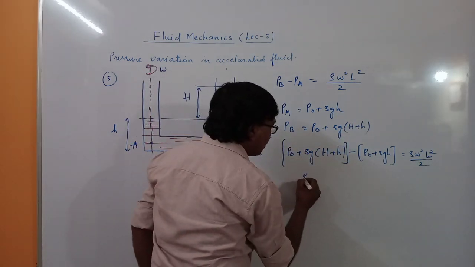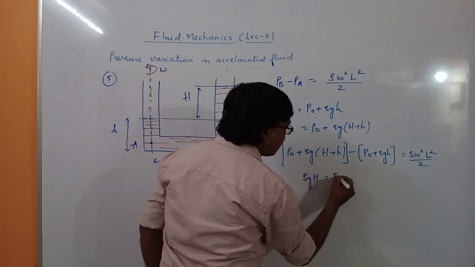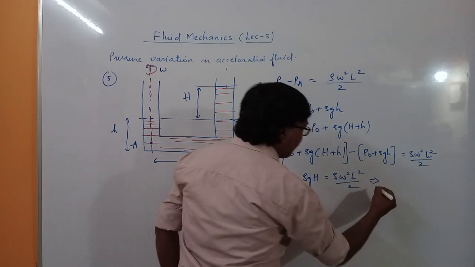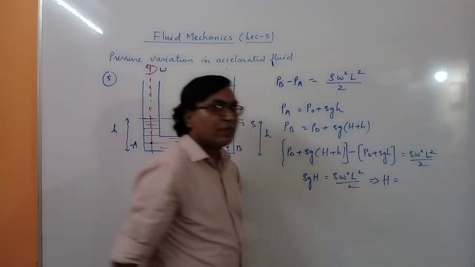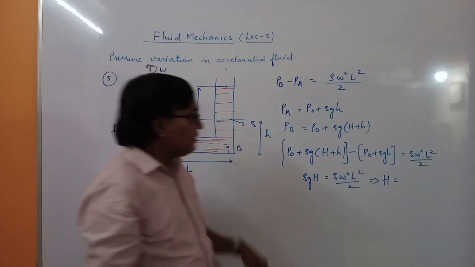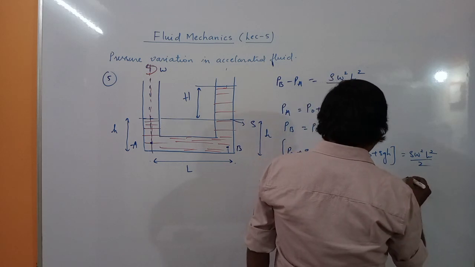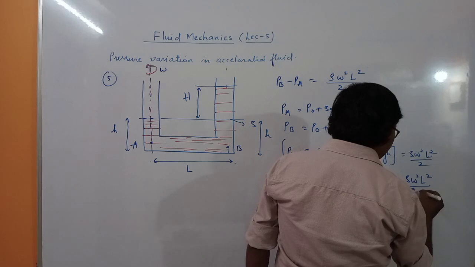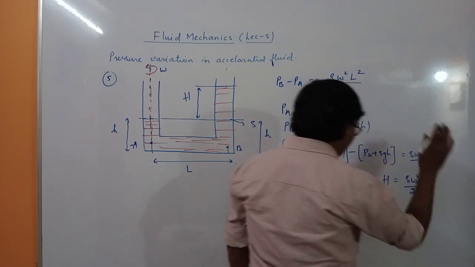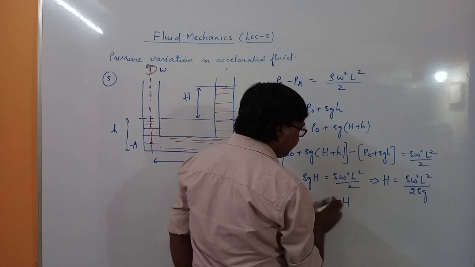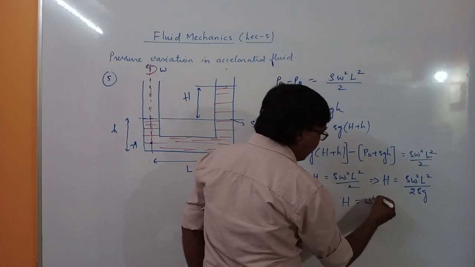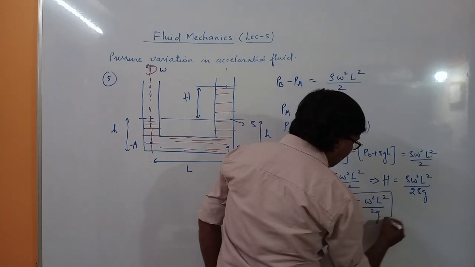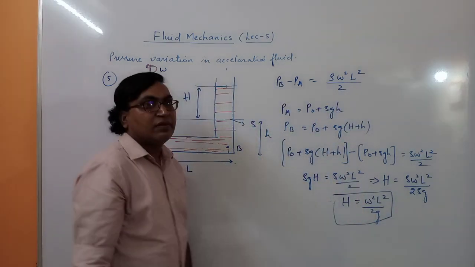So remaining is rho g H. So rho g H is rho omega square L square by 2. So H, the difference in height of the fluid in both the limbs, will be equal to rho omega square L square by 2 rho g. Okay, so rho will cancel. So H is equal to omega square L square by 2g. And you know this equation.